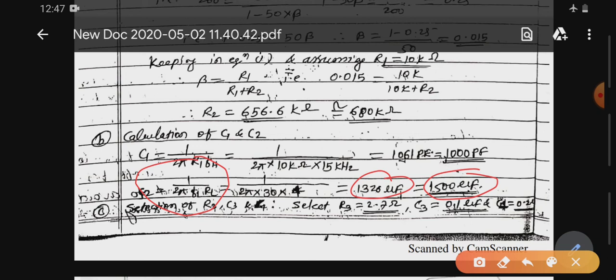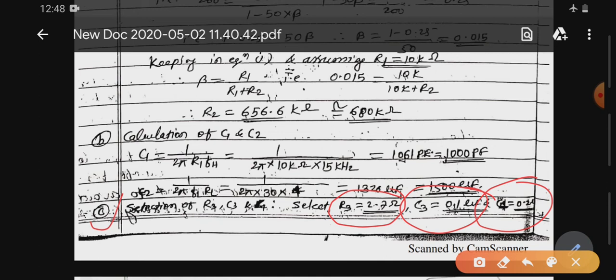Selection of R3, C3 and C4, that is the last step, which are already standard values of the circuit. So R3 directly you can select 2.7 ohm, C3 0.1 microfarad and C4 0.2 microfarad. Okay, these three are the standard values you have to keep in mind and directly write down.